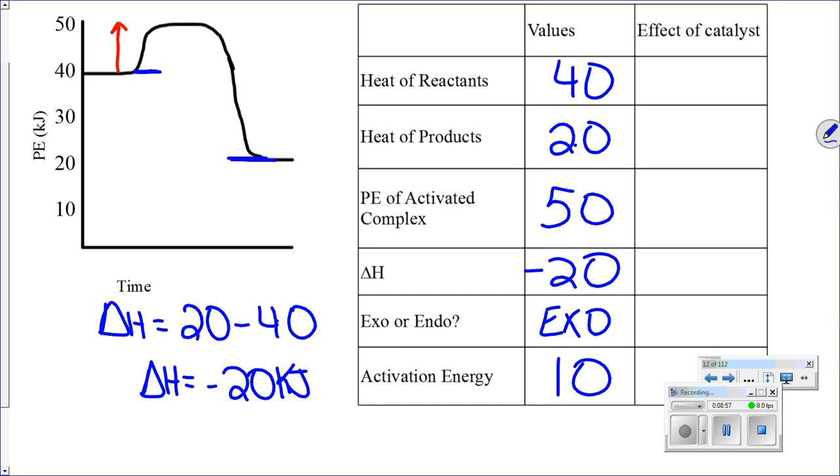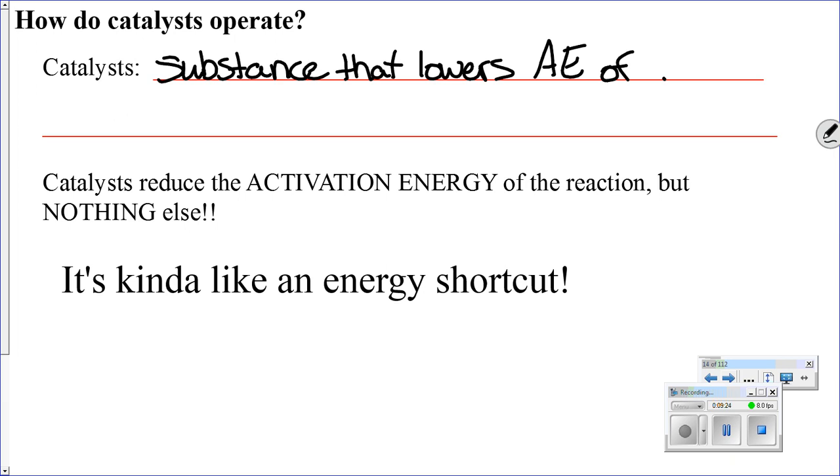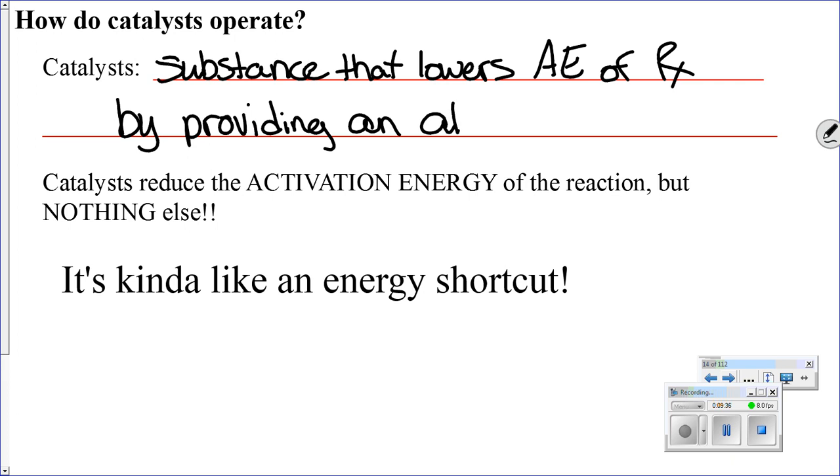Now we have to look at something called the effect of a catalyst. So let's talk first about how a catalyst operates, and then we'll go back and look at that. So catalysts are substances that lower the activation energy of a reaction. These substances lower the activation energy of a reaction by providing an alternate reaction pathway.